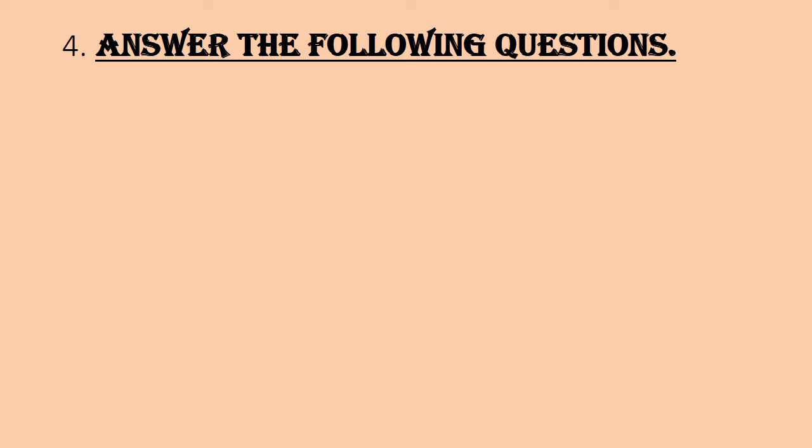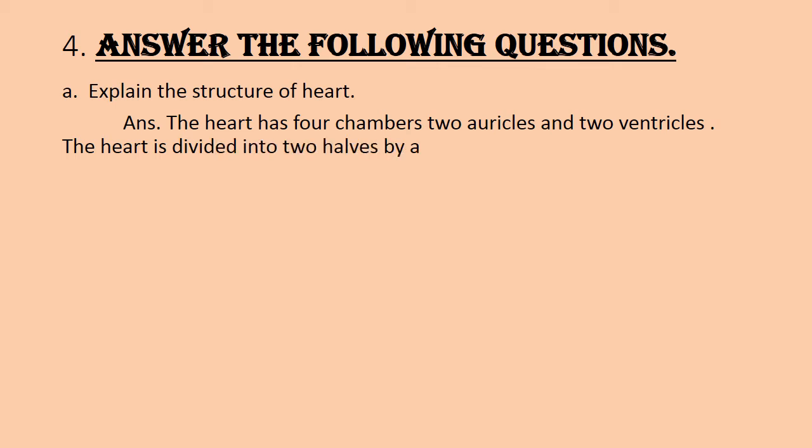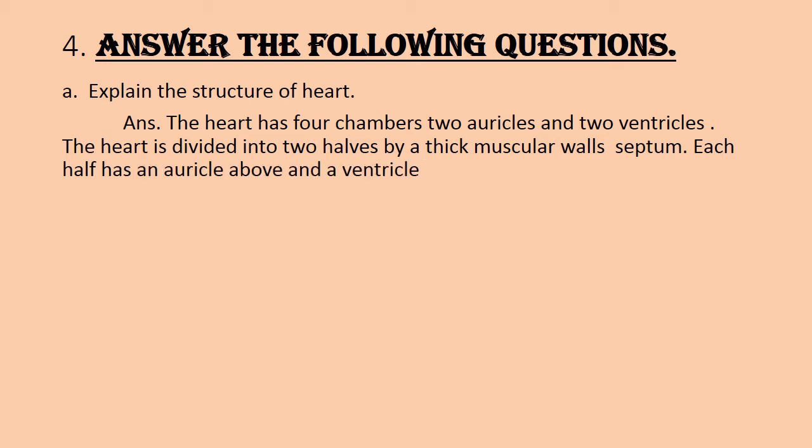Now we will move forward to question answers. Part A is explain the structure of heart. The heart has 4 chambers, 2 auricles and 2 ventricles. The heart is divided into 2 halves by a thick muscular wall, this is called septum. Each half has an auricle above and a ventricle below.